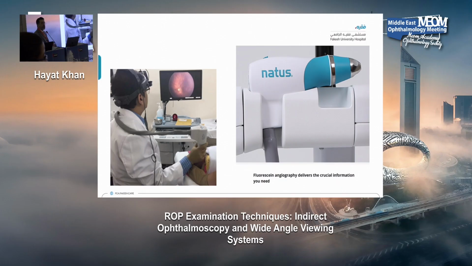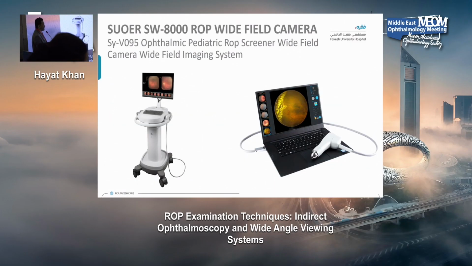You can also do fluorescein angiography. Not all of the RetCams have that, but RetCam 3 has it, and this is very critical now to give us information on how we proceed. And it's about 130 degrees that we get with a single scan.